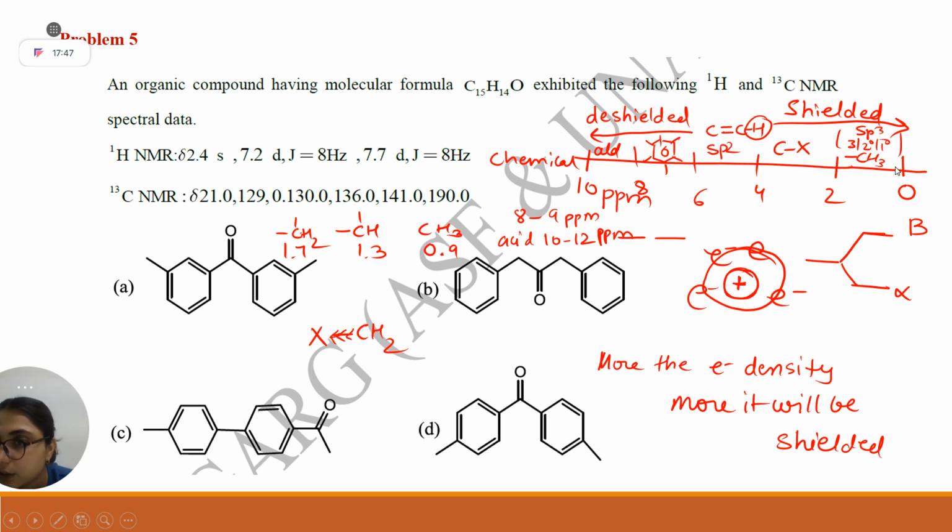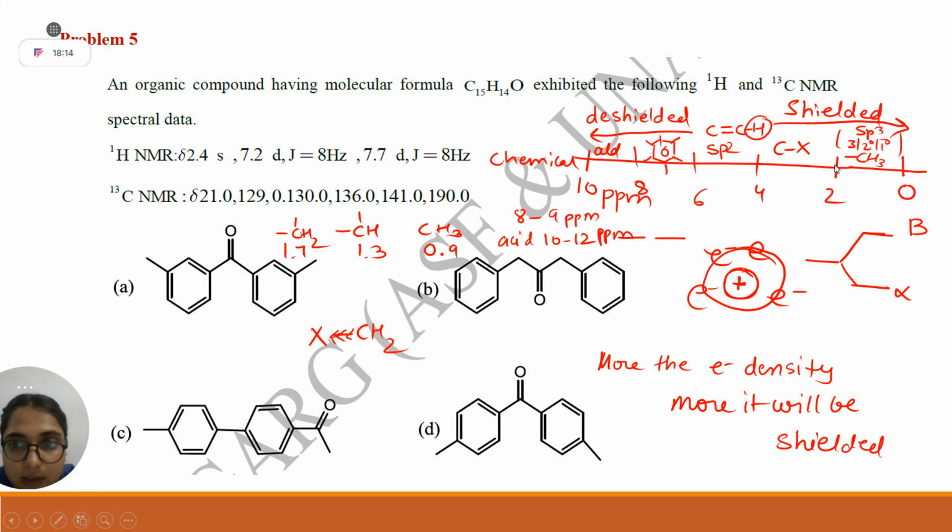Okay. So in 0 to 2 ppm, sp3 carbon attached hydrogen, it may be 3 degree, 2 degree, 1 degree. Then CX will come, carbon attached to heteroatom, and olefinic CH will come. In 6 to 8, aromatic carbon attached proton will come, and in 8 to 10 your carbonyls, right? So this was about proton.